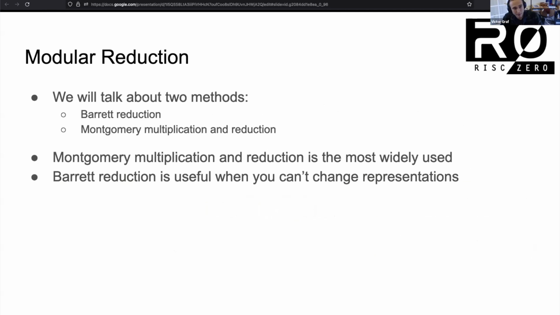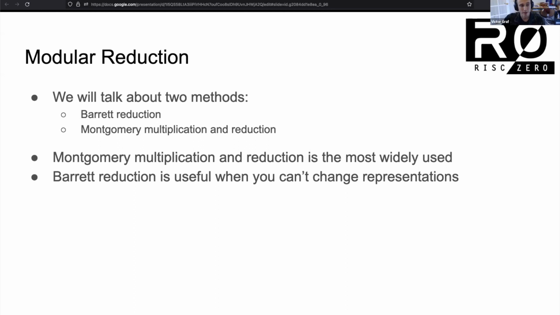We'll talk about two methods. The first method is called Barrett reduction, which can be applied to the integers you normally think about. It's your first go-to. The second one is called Montgomery form multiplication and also Montgomery form reduction. Montgomery form multiplication and reduction is very widely used. It is what we use throughout our code base in the RISC Zero virtual machine, although it has the disadvantage of requiring it to be in a special format, which we will describe later.